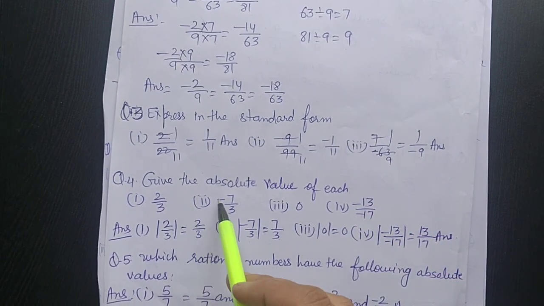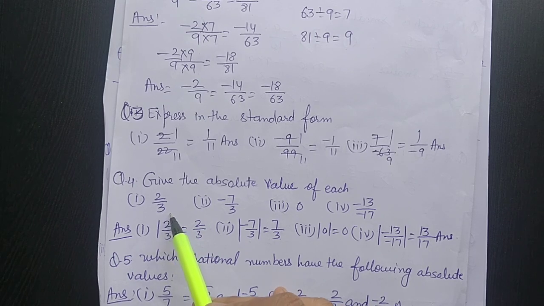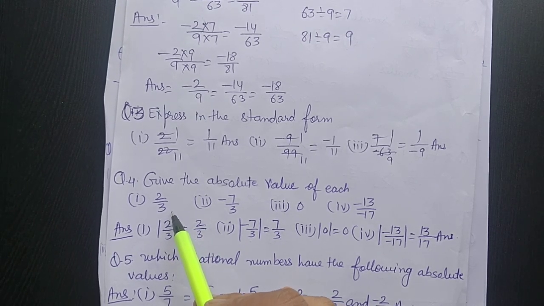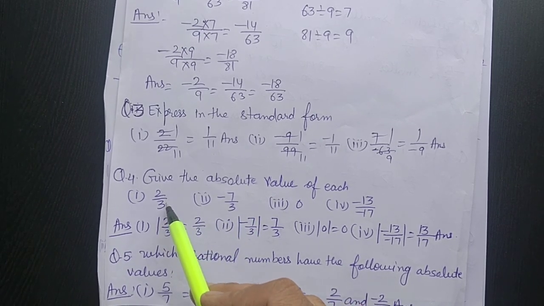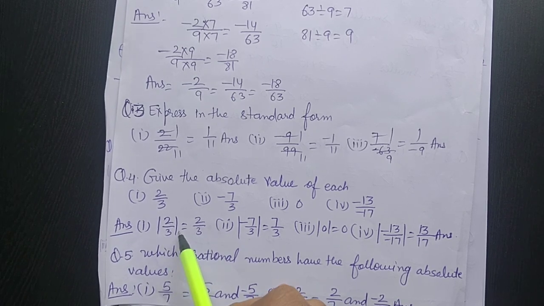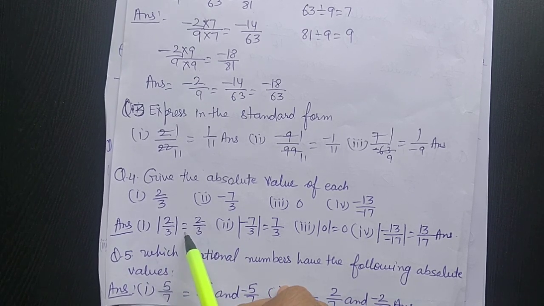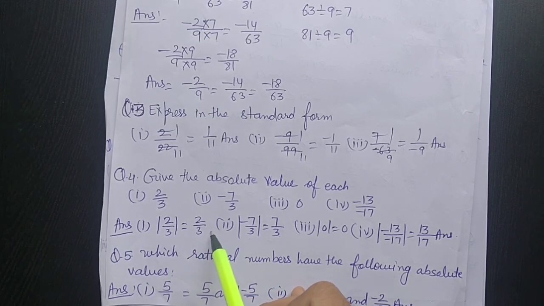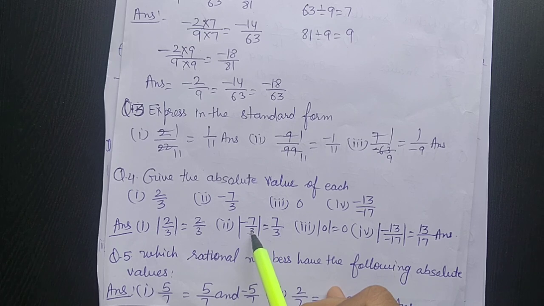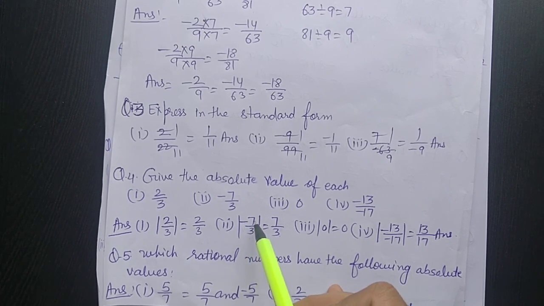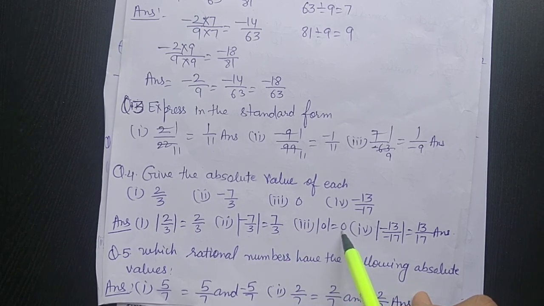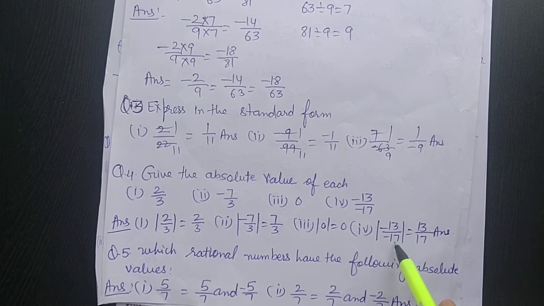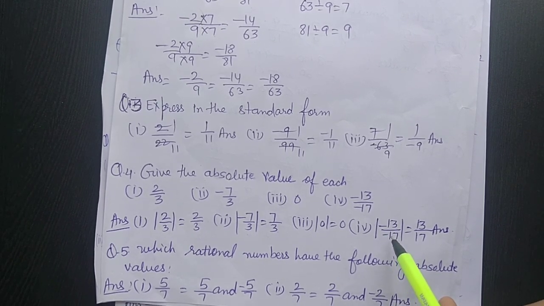So question number 4 is give the absolute value of each. Absolute value I already explained: you will take only the numerical value, you will not take the sign. So here 2 upon 3, this is the sign for absolute value, and in short form this is called mod. So mod of 2 upon 3 is 2 upon 3. Here mod of minus 7 upon 3, minus you can ignore, we will take only the numerical number 7 upon 3. So zero's value will be 0. Here minus 13 upon minus 17, ignore this negative sign, 13 upon 17 is the answer.